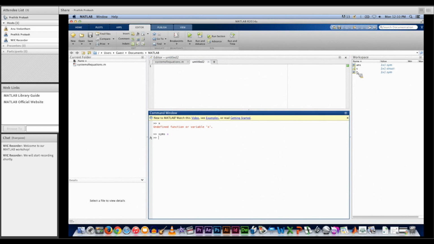Once you type syms, x is treated as a symbol and it need not contain any value. So with this in mind, let's try to solve a differential equation, 5x cubed plus 2 divided by x square. I'll write that now. Let's equate it to a variable f. So 5 into, to write powers, you put the caret sign.